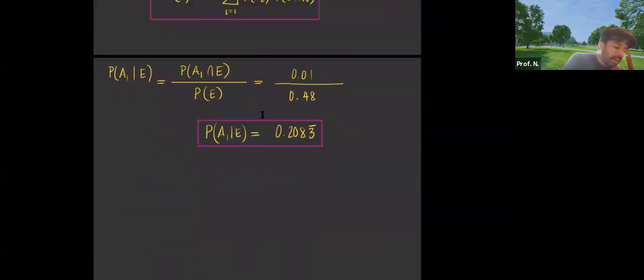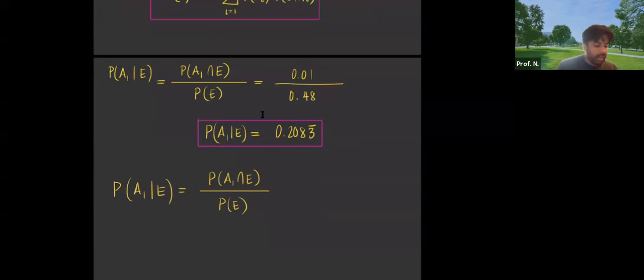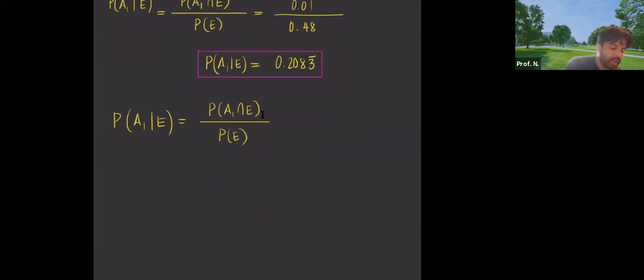But I do want to unpack what we just found. The probability of A1 given E occurs is equal to the probability of A1 intersect E over the probability that E occurs. So this problem is very nice because it gives us a formula that we're coming up with. This is the probability of E given A1 multiplied by the probability of A1, right?